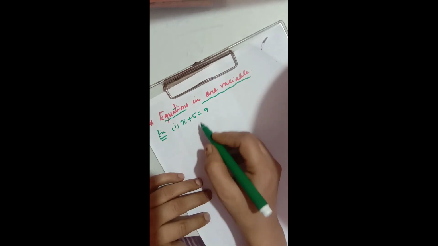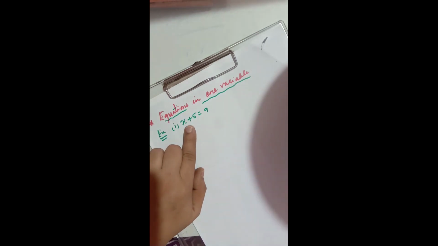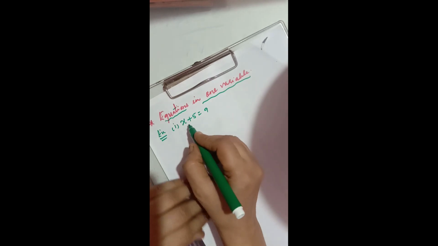Now you can solve this equation by different methods. I'll be doing the very simplest method. In case you are using the other method, there is a method using properties by which we can solve this equation. But here we are solving it directly.